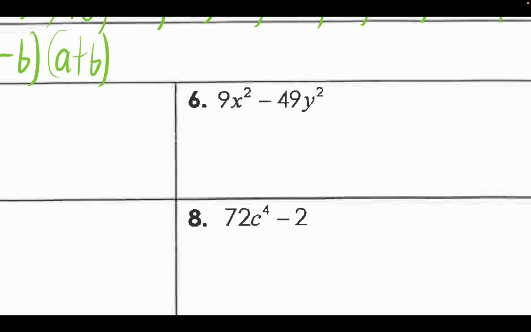On to number 6 here, 9x squared minus 49y squared. So 9x squared is 3x times 3x. 49y squared is 7y times 7y. So this is 3x minus 7y in one parenthesis, and in our other parenthesis, 3x plus 7y.